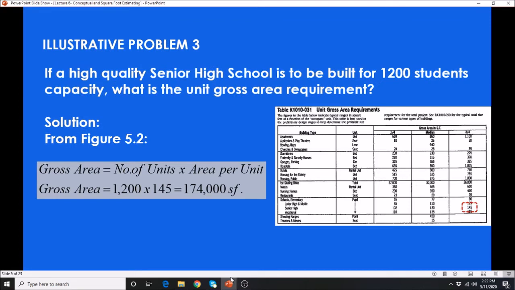All right, so we have here another problem. This time we need to convert a given unit into an equivalent square footage. All right, so for this particular problem here, it is a senior high school.